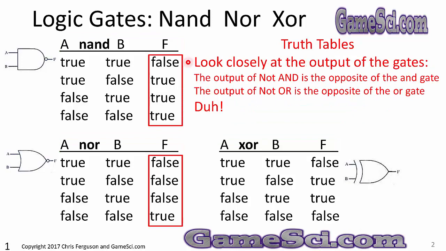With truth tables, it's important to look closely at the outputs of the gate. The output of the not AND is the opposite of the AND gate. The output of the not OR gate is the opposite of the OR gate. That's kind of a duh. The NAND gate is false wherever the AND gate would be true, and true wherever the AND gate would be false. The NOR gate is false wherever the OR gate would be true, and true wherever the OR gate would be false. With the exclusive OR gate, you're only true when the inputs are different.